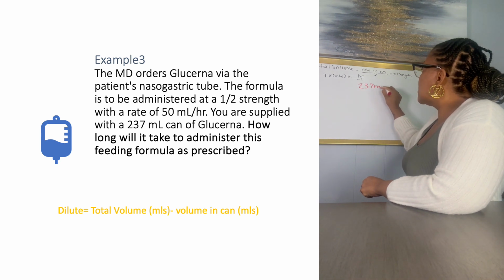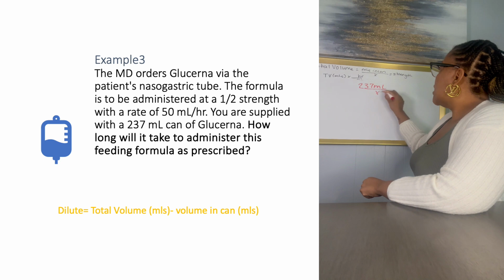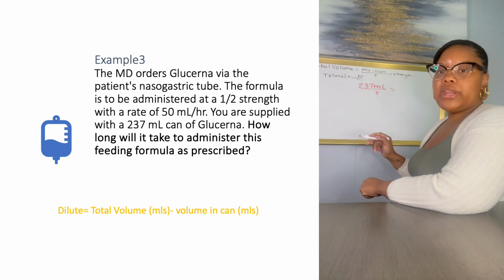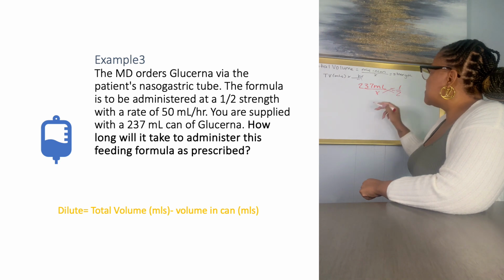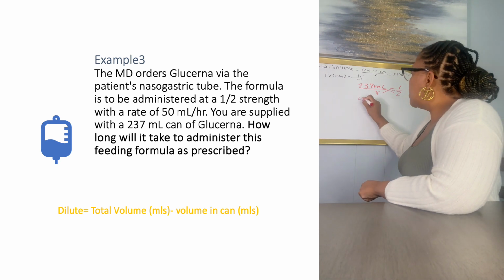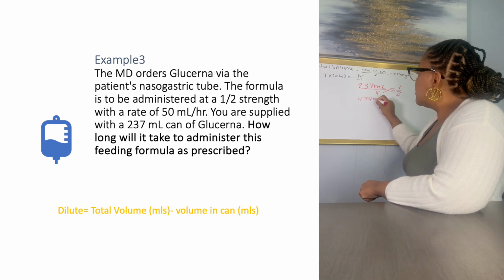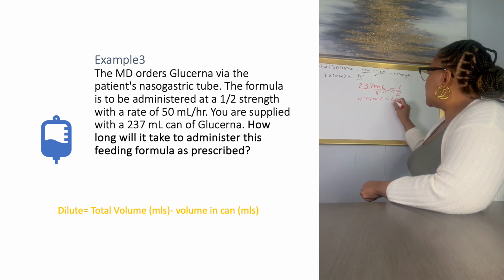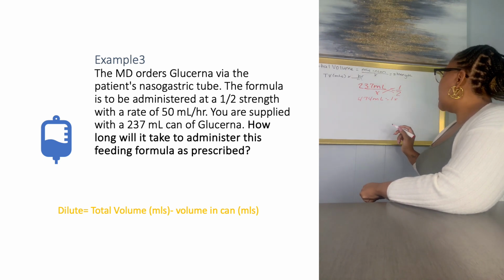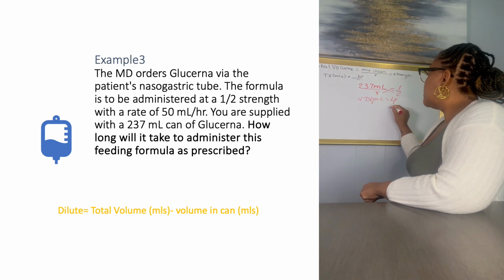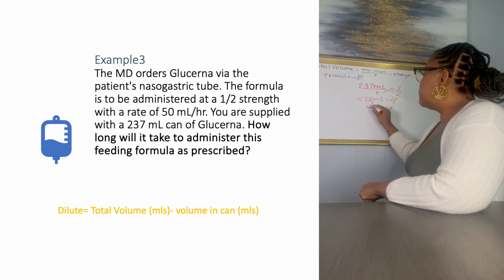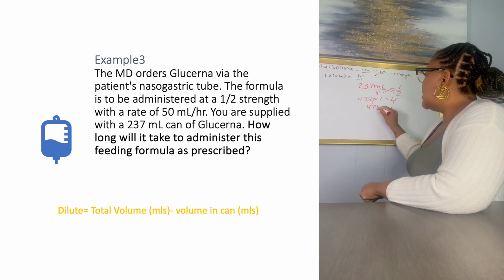237 mLs is in the can. And our strength is what? 1/2. So we then go cross multiply. So we get 474 mLs equals 1x. All right, so we're going to go ahead and isolate our x by dividing by 1. And our total volume would be 474 mLs.